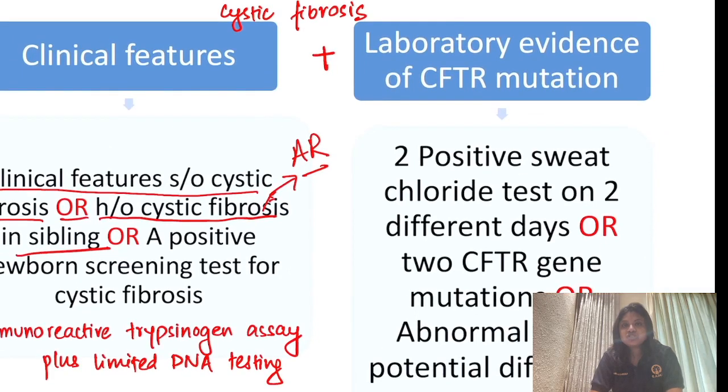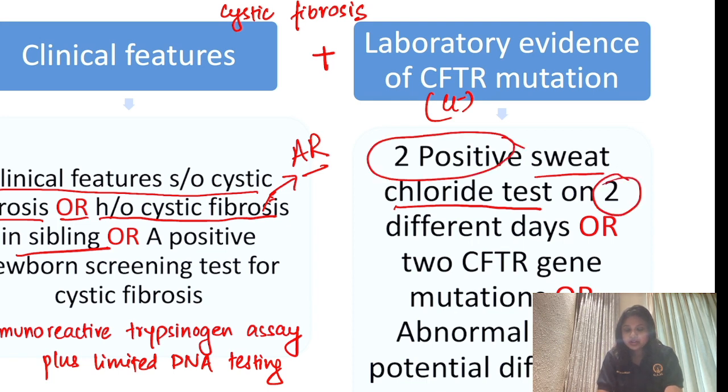Next we come to the laboratory evidence of CFTR mutation. So what gene is involved in cystic fibrosis? The answer is CFTR. And CFTR involves the chloride channel. Okay. So two positive sweat chloride tests on two different days. Very important. Sweat chloride test is the screening test of choice in the post-neonatal period. So if you're asked about the neonatal period, the answer will be IRT, whereas in the post-neonatal period, the answer will be sweat chloride test. So two positive sweat chloride tests on two different days.